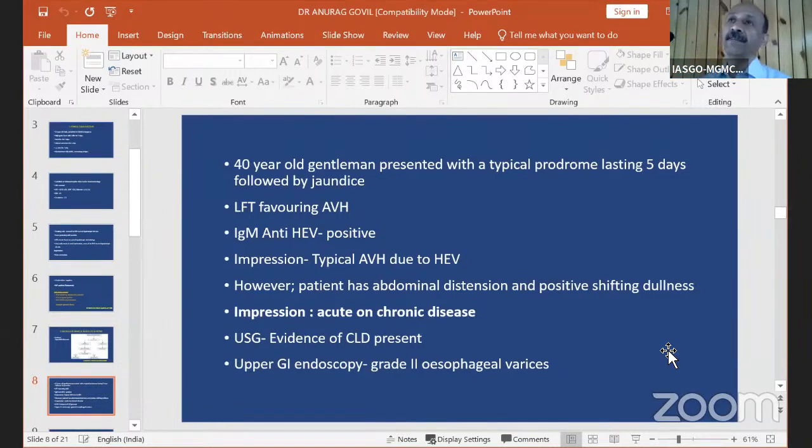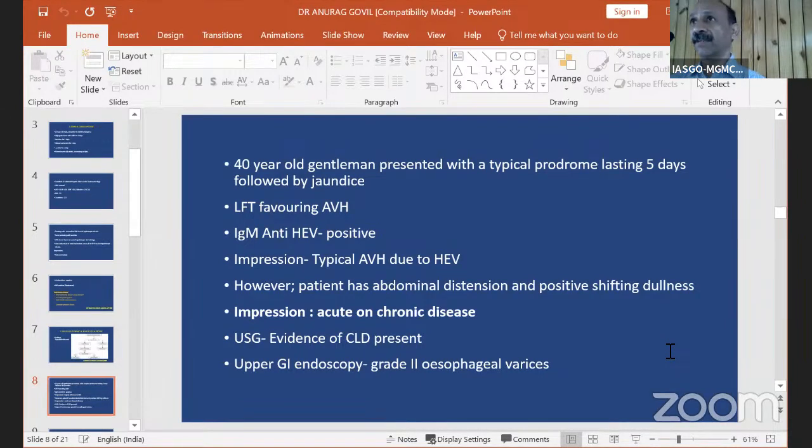So the second category, which could be an atypical biochemical presentation or radiology presentation, 40-year-old gentleman, typical prodrome lasting 5 days. Here the LFTs are like what they should be for a viral hepatitis patient. We do viral markers and there is hepatitis E positive. No harm done, nothing unusual. Clinically and biochemically, the patient is viral hepatitis. But on examination, we find that this patient has abdominal distension, just 5 days of history. There is shifting dullness. And so the treating unit, which was ours, thought that there has to be an underlying chronic illness. This cannot be just acute viral hepatitis. So ascites coming up that early, we thought of chronic liver disease besides acute E.